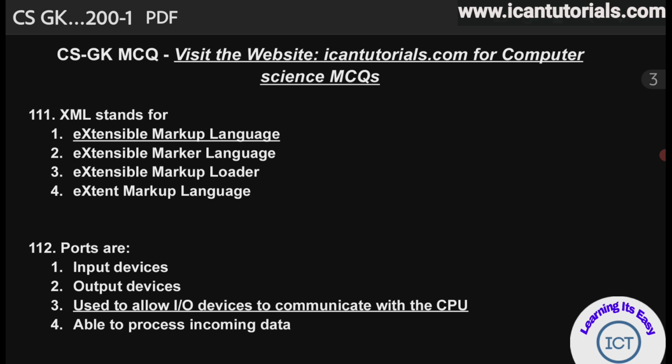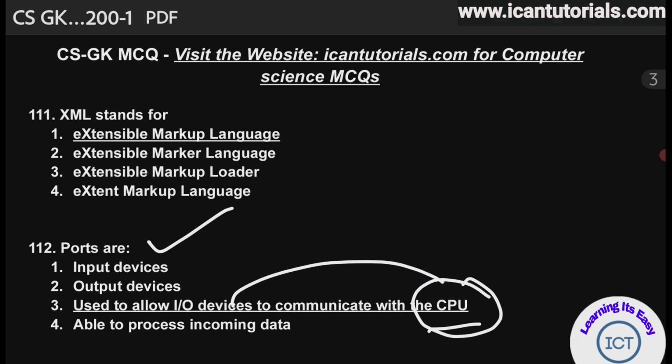Next question is, ports are, and the answer is ports are used to allow IO devices to communicate with the CPU. CPU stands for Central Processing Unit. What is the use of a port? Ports are used to communicate IO devices with the CPU.